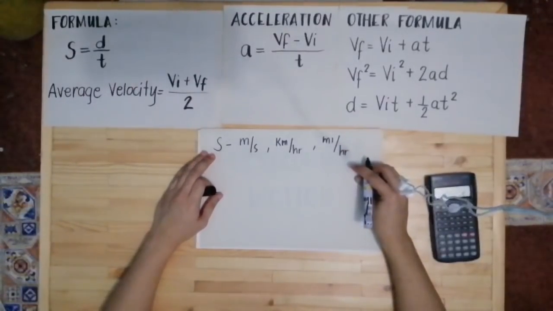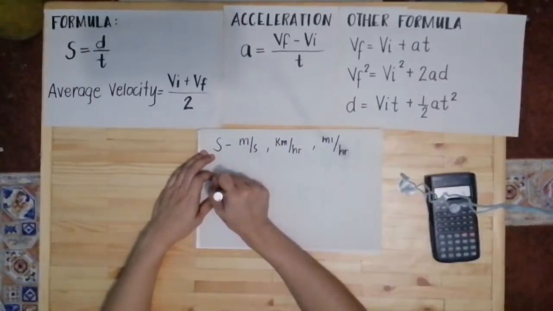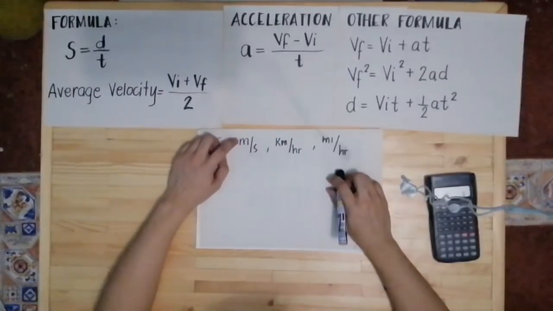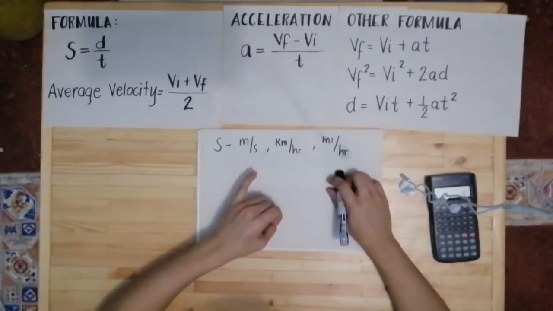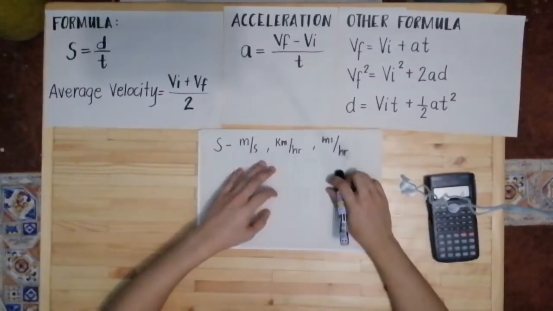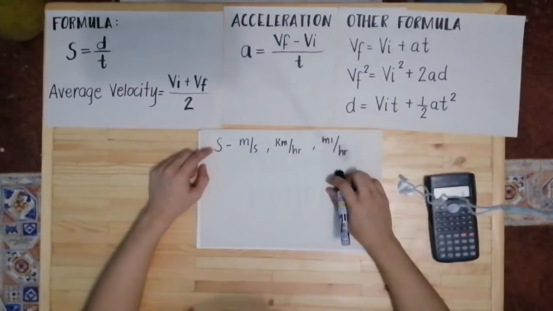Basta pag sinabi natin speed, it is a combination of two units. The distance, the unit of distance, and the unit of time. It's either hour, minute, or second. So yun yung speed. Ang speed ay para din siyang velocity.